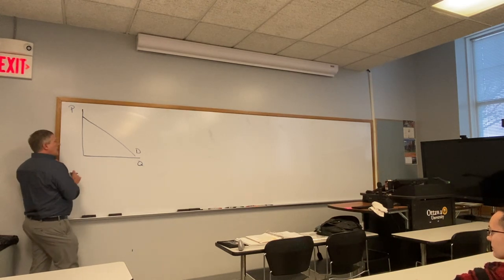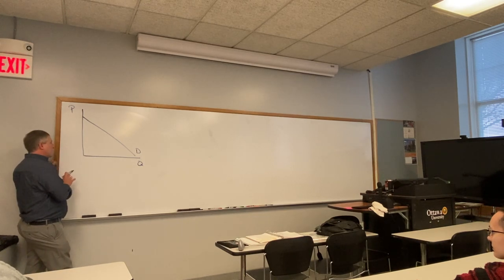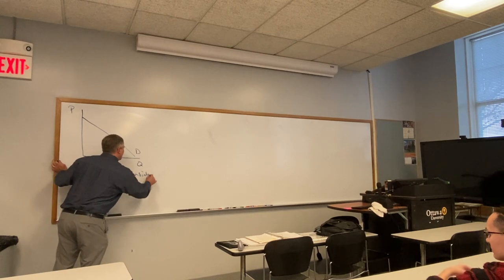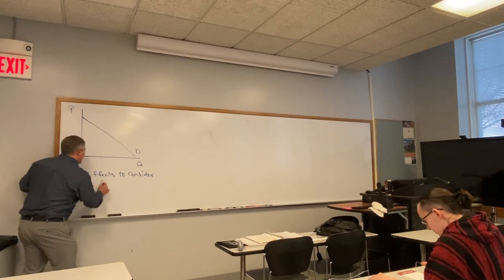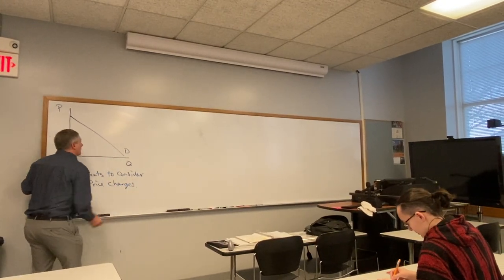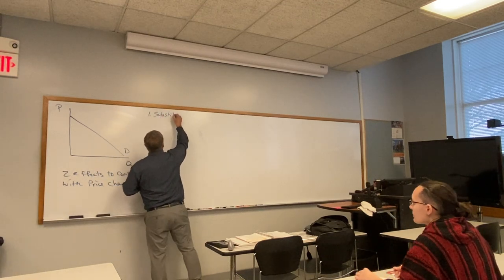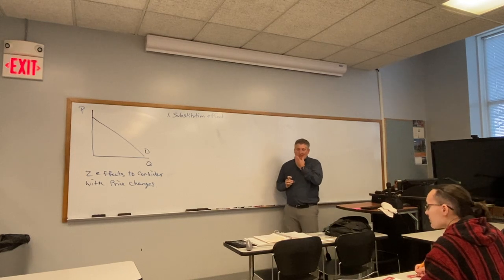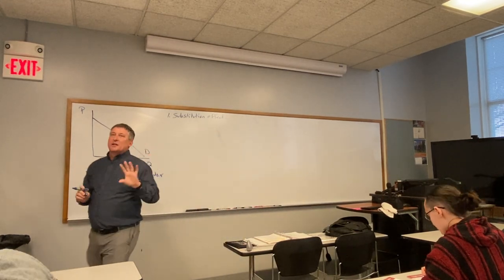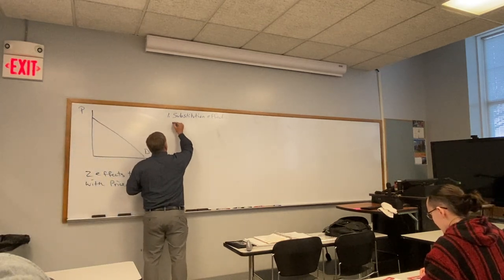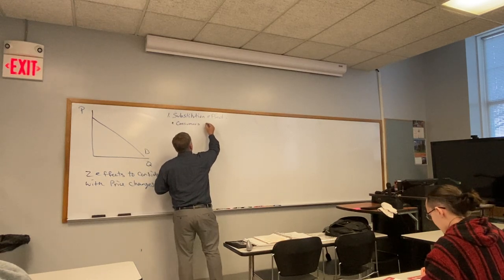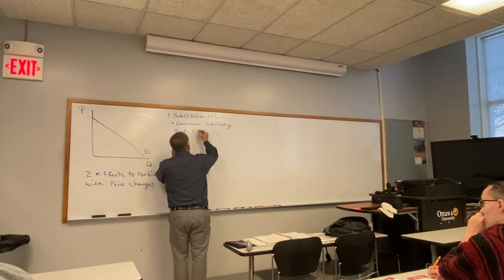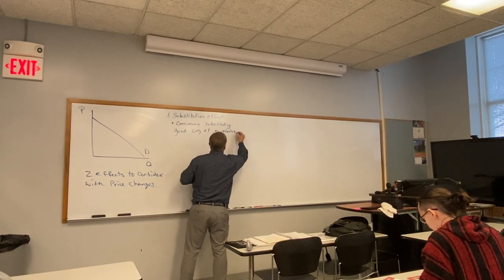And so there's two effects that we single out of why it's downward sloping in a sense. So there's two effects to consider with price. Number one is what we call the substitution effect. And that is you substituting other goods because of a relative price change. Consumers substituting goods because of a relative price change.